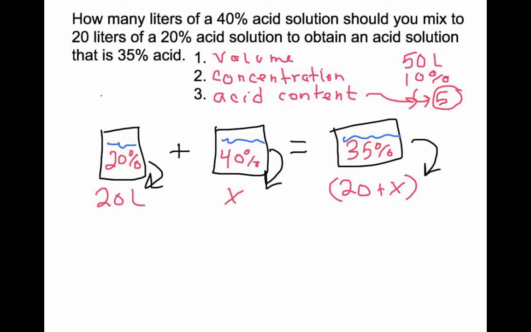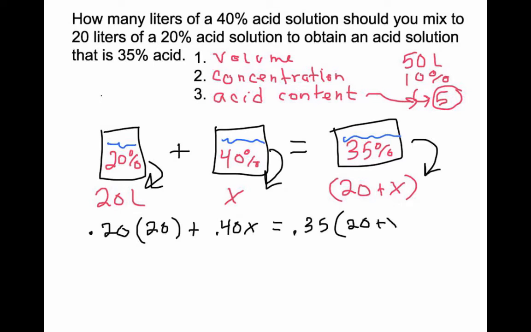So if I were to write this out, you would have 20% of 20 liters. If you're multiplying with a percent, you know that needs to be changed into a decimal. 20% of 20 liters plus 40% of some unknown amount of liters needs to equal 35% of the volume of the right-hand side here, so that's 20 plus x. So now I just need to go ahead and solve this. 20% of 20 is going to be 4 plus 0.40x.